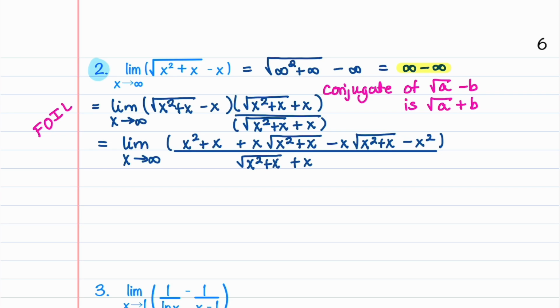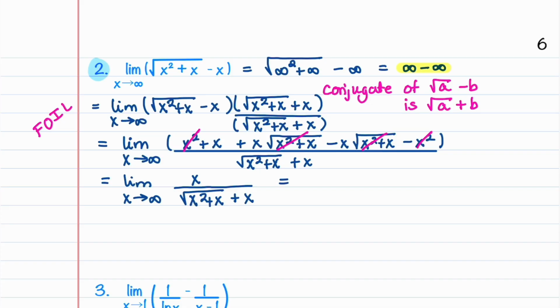Now let's see what cancels. Our x squared terms cancel, and then our square root terms cancel. So this is really nice. We end up with the limit as x goes to infinity of x all divided by the square root of x squared plus x plus x.